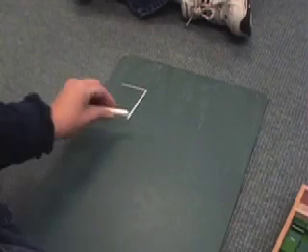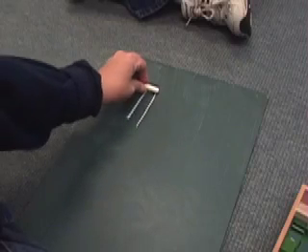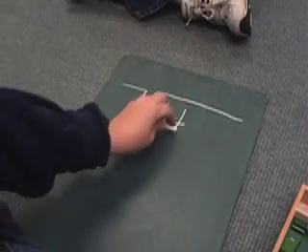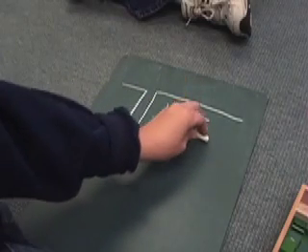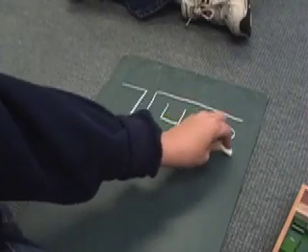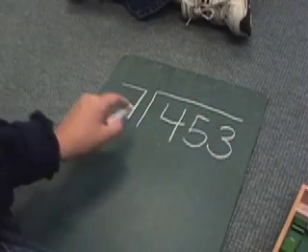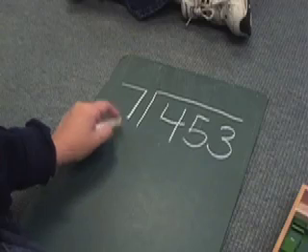Okay, and then what is our 3 digit going to be, Thor? 453. So we're going to take 453 divided by 7. So I'm going to start off.